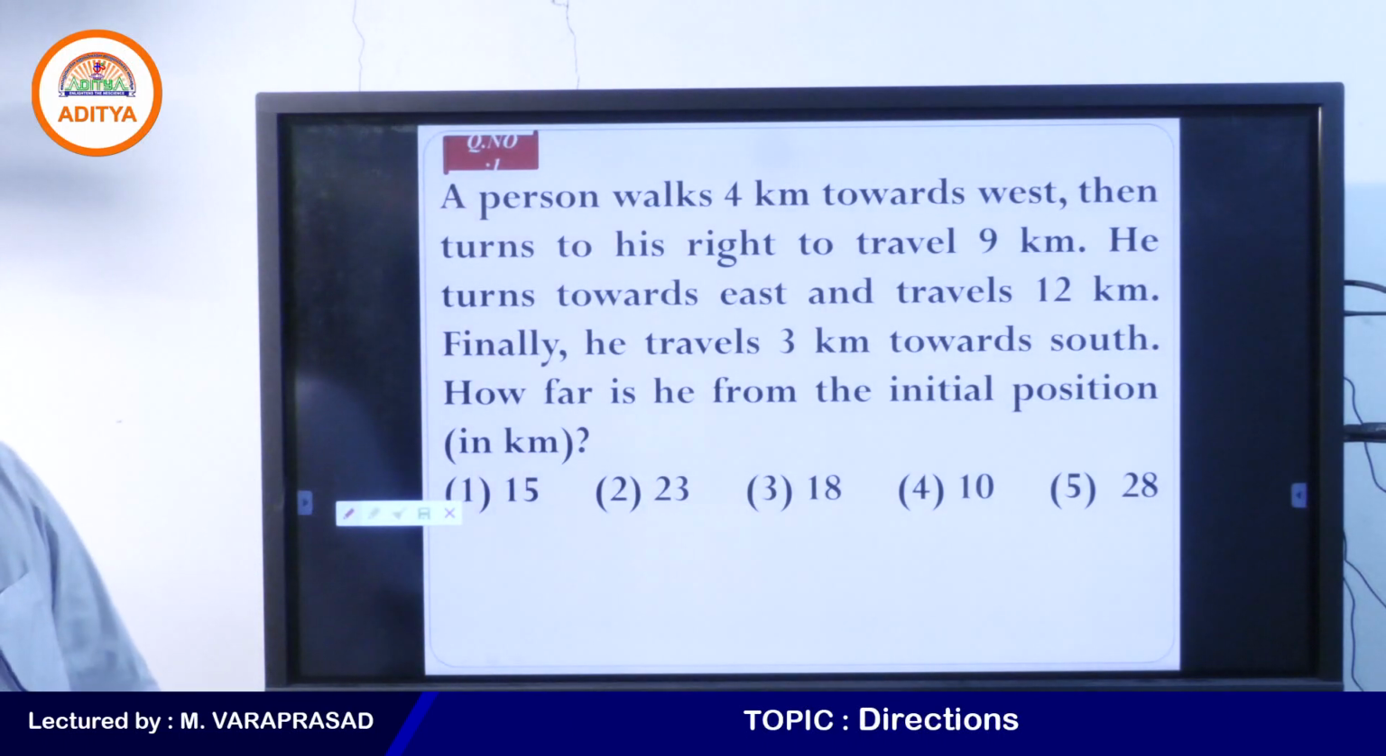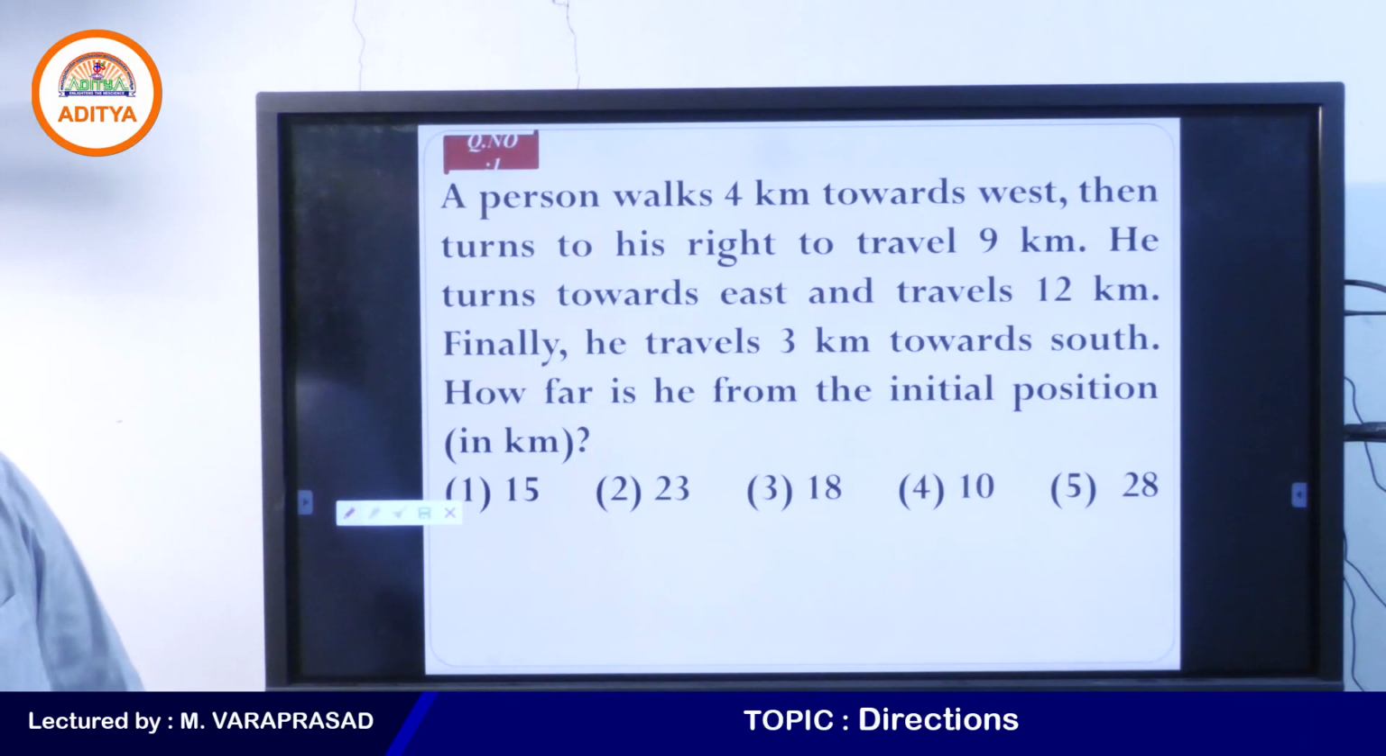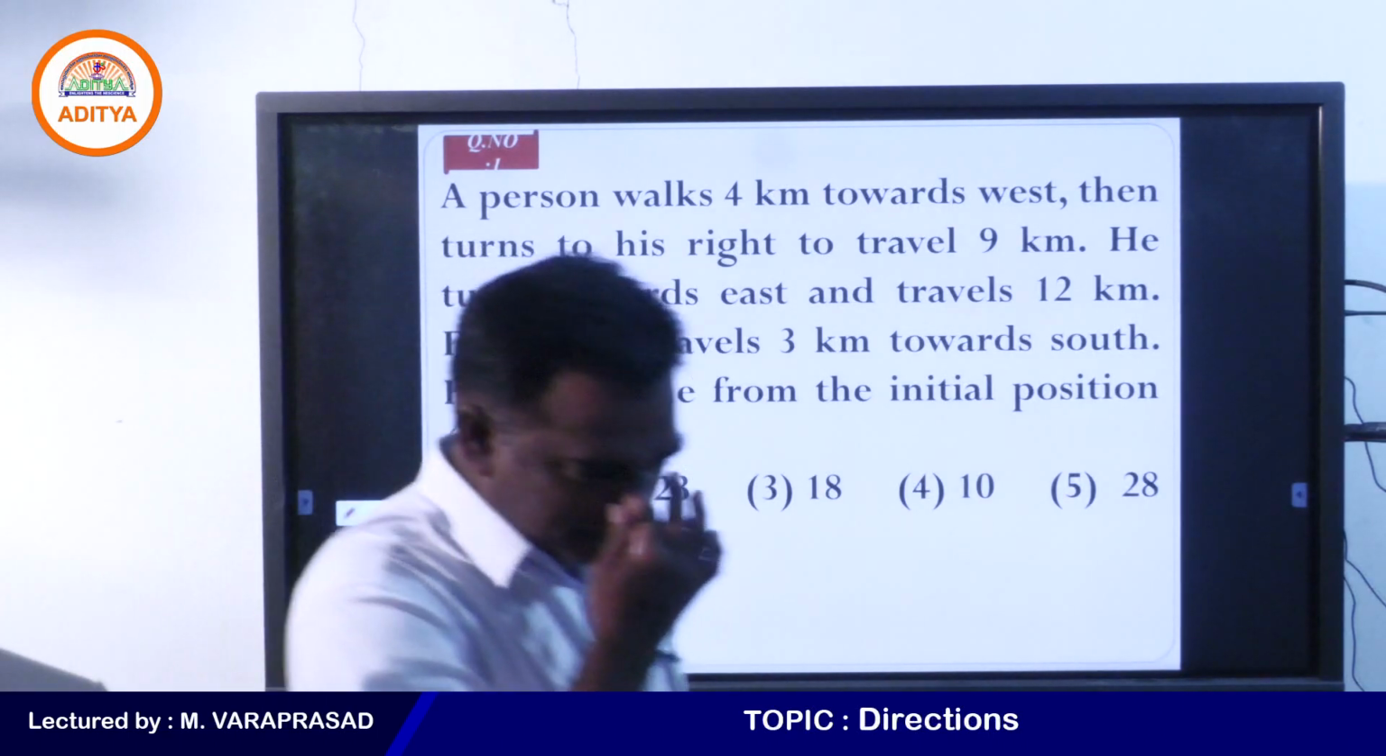A person walks 4 kilometers towards west, then turns to his right to travel 9 kilometers. He then turns to his east and travels 12 kilometers. Finally, he travels 3 kilometers towards south. One example is there on the board. Let me get the answer. What is given here?